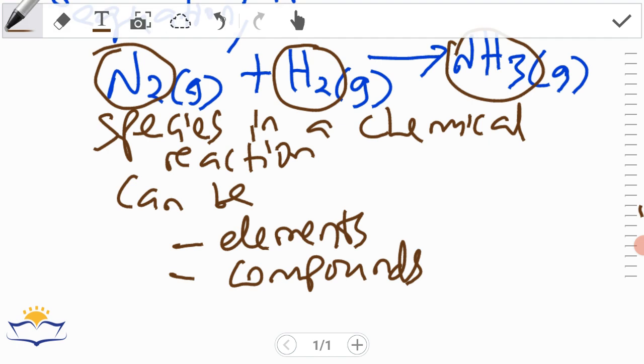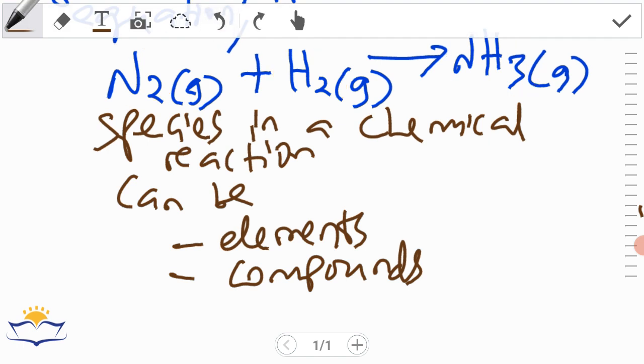Do you understand? In front of N2 as a species, there is a number, which you call a coefficient. In front of H2, there is also a number, which you call a coefficient also. In front of ammonia, there is also a number, which you call a coefficient.